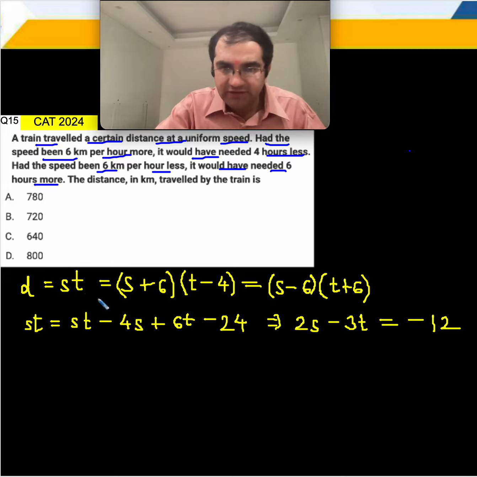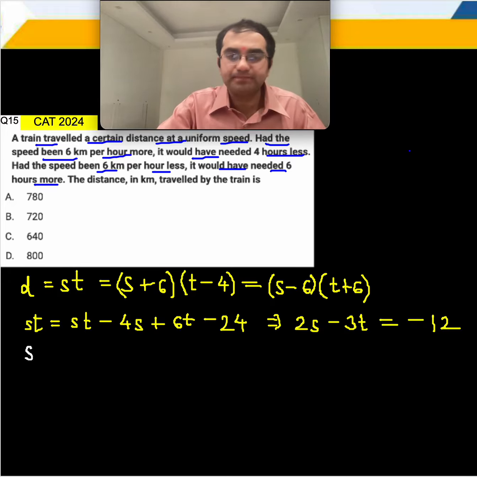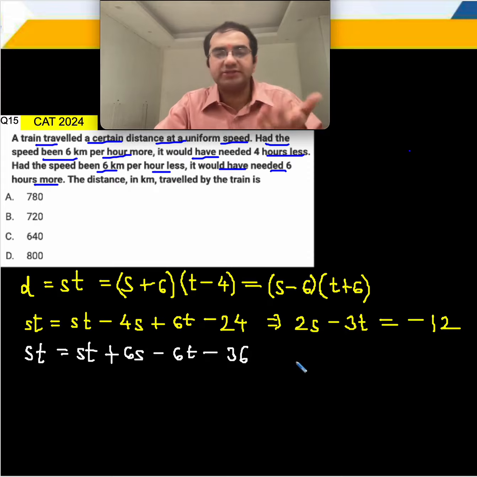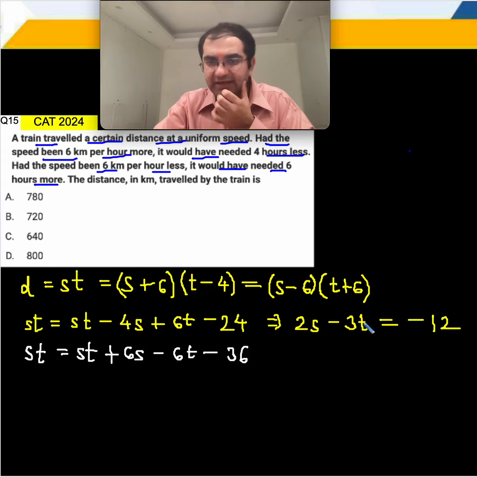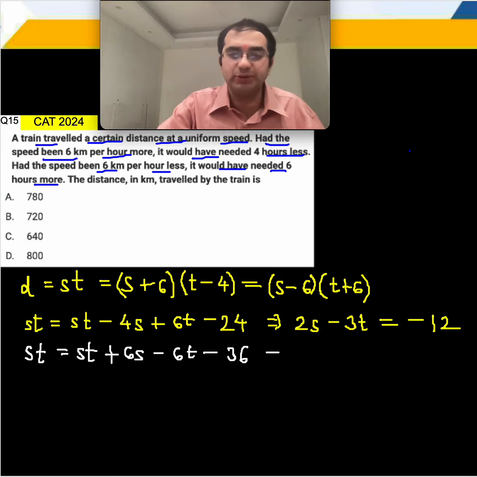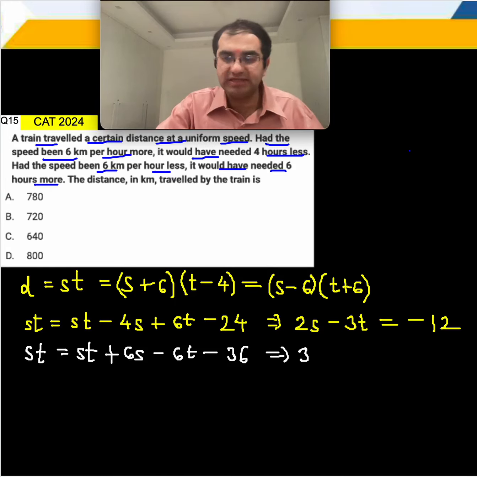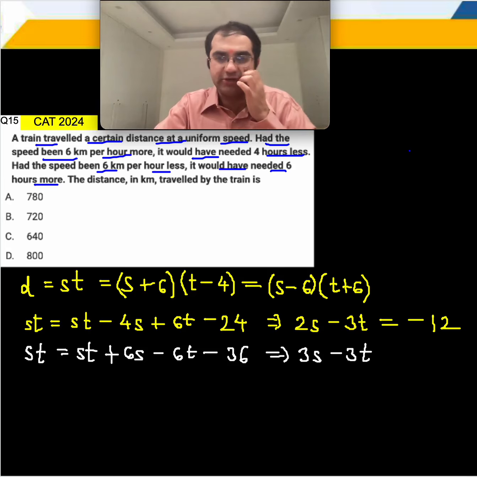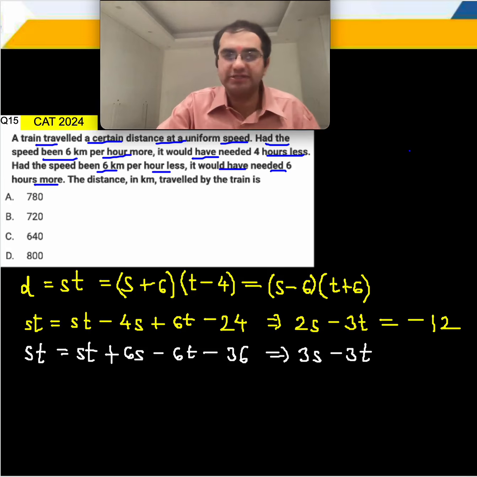Now I'll take the first and the third one. st is equal to st plus 6s minus 6t minus 36. Now I notice that I have a minus 3t over here and a minus 6t over here, so I'm just going to divide by 2. st cancels. So 3s minus 3t, because I'm dividing by 2. Minus 36 goes to the other side and divide by 2, that becomes 18.